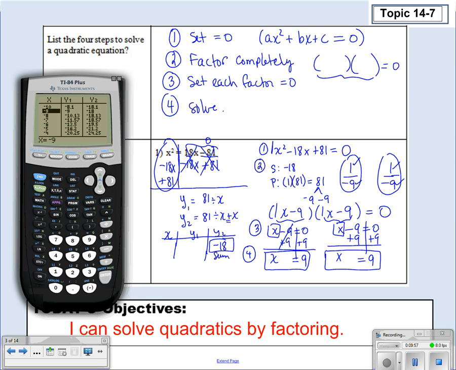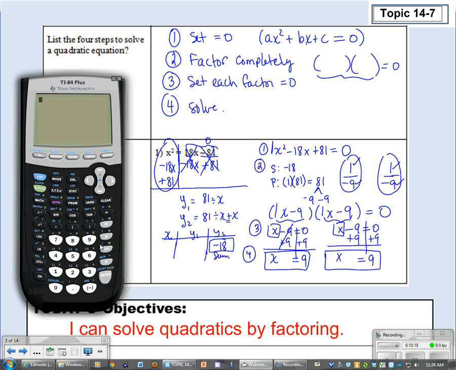This is a case where we have the same answer, and it is okay to have the same number as your answer. And so our answer is x equals 9 and x equals 9. And if we were to take that 9 and plug it back into our equation, you would see that it does come out to be equal to 0.